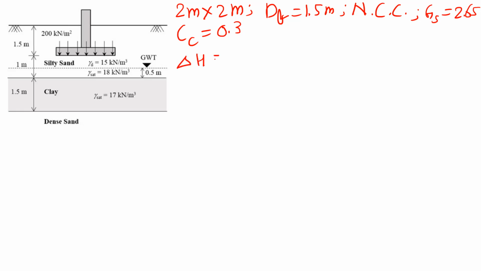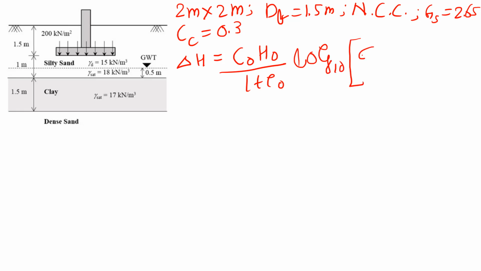So it would be calculated using the formula delta H equals Cc H naught divided by 1 plus e naught, times log base 10 of initial effective stress plus increase in effective stress divided by initial effective stress. So to find out the delta H, we have Cc, we have H naught. We need to find out this initial void ratio and these effective stresses.